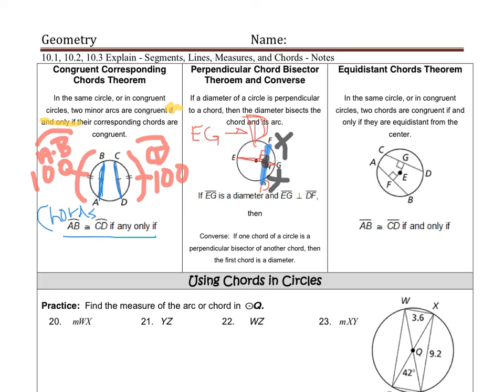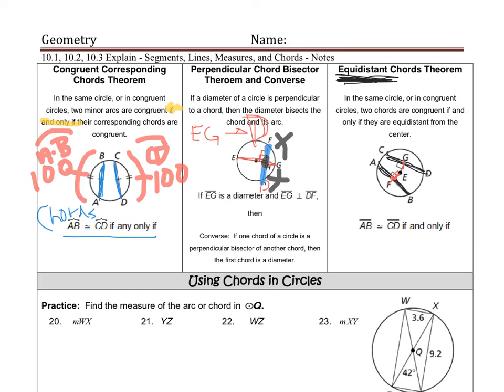Alright, now our last one, the equidistant chords theorem. Remember, equidistant just means equal distance, or congruent distance. It says in the same circle or in congruent circles, two chords are congruent if and only if they are equidistant from the center. So I'm going to use black for the chords. AB is one chord, CD is the other chord. And what they're saying is that the chords are equidistant. See the little red that I'm making? They're equidistant from the center, from E. And so that means they're also going to be congruent to each other.